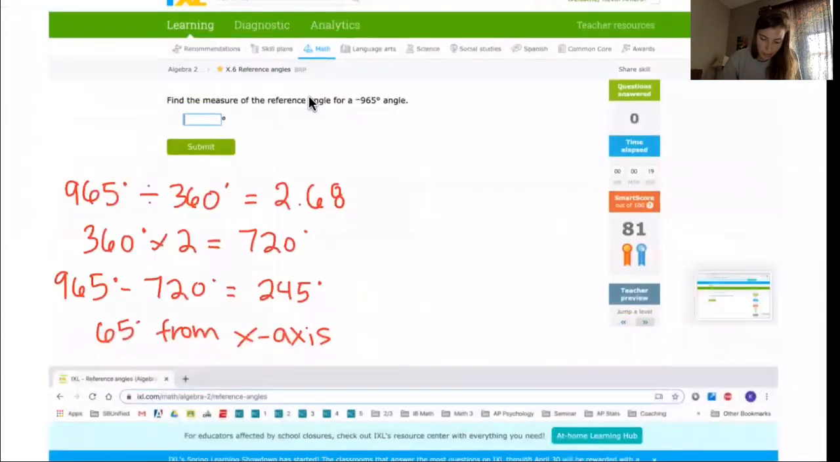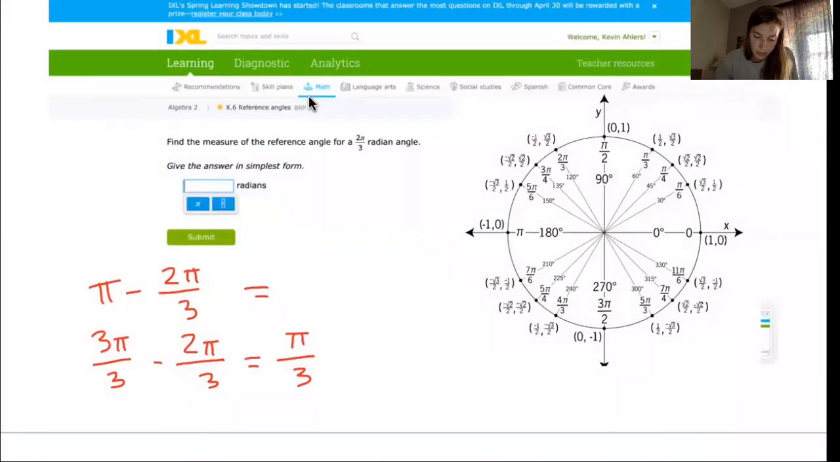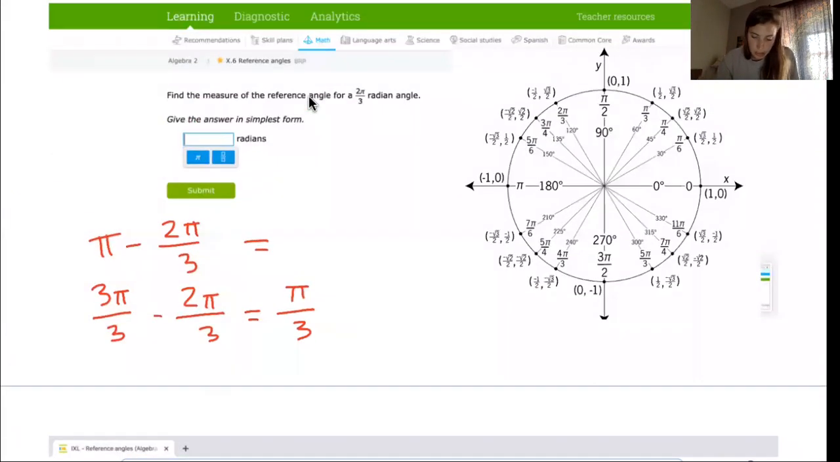Okay, I'm gonna skip that one. Pause on this if you want to try it yourself. It's just the same thing we did the last time. I'm gonna get to the radians. So same concept, but with radians.